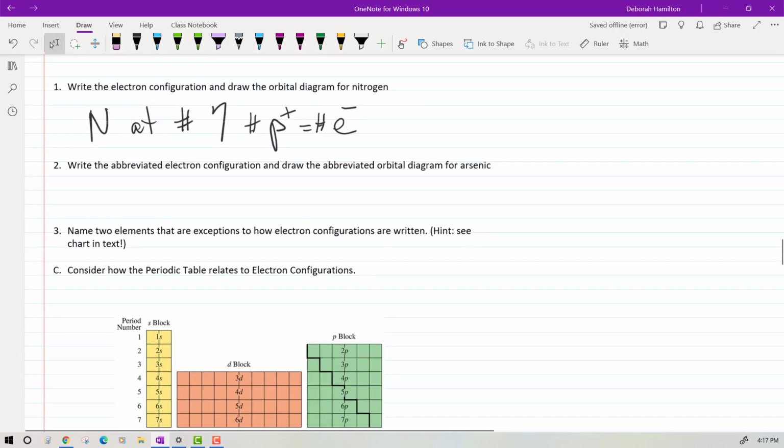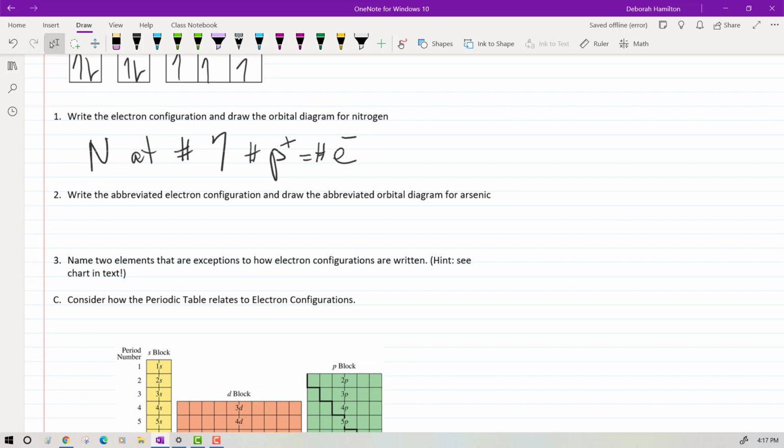All right, so let's write the abbreviated configuration for arsenic. Find arsenic on the periodic table. It is one of the metalloids on the staircase, touching the staircase. It's element number 33. Stop the video a moment and try that one. See how far you can take it, and then come back.